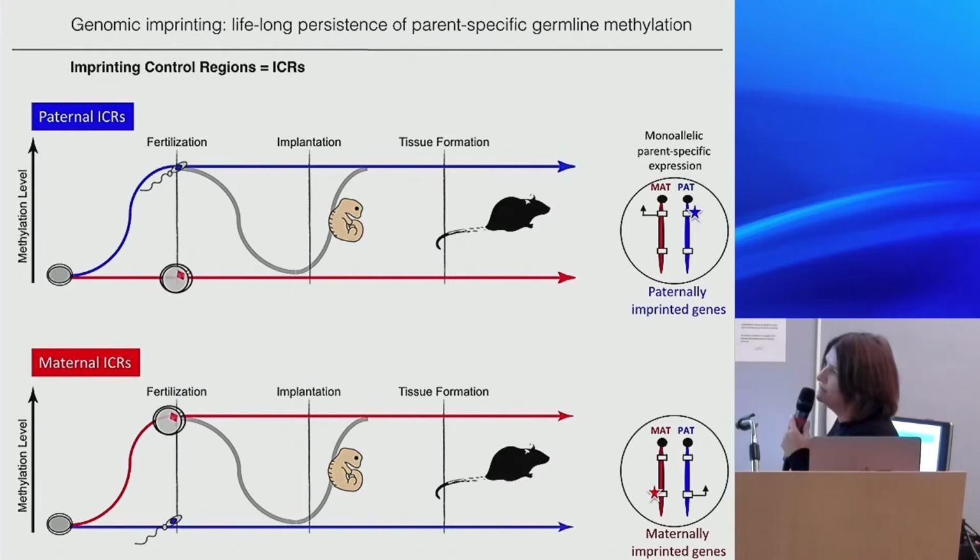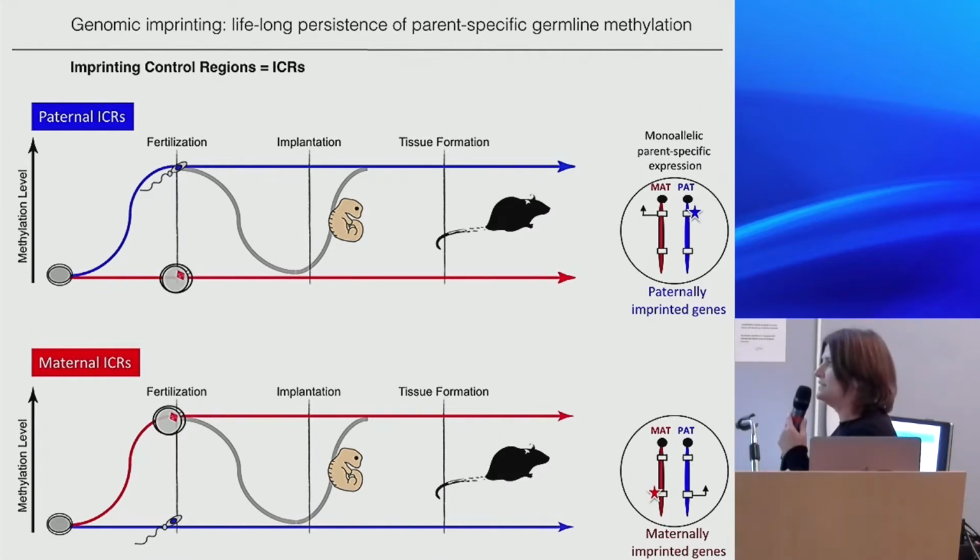So in the case of paternal ICR, these correspond to sequences which have gained DNA methylation during spermatogenesis, but not during oogenesis, and they will maintain methylation on the paternal allele throughout life, while the maternal allele will stay unaffected in terms of DNA methylation. And this will lead, as I said, to monoallelic expression of a set of genes which are referred to as paternally imprinted genes because they inherit a paternal imprint.